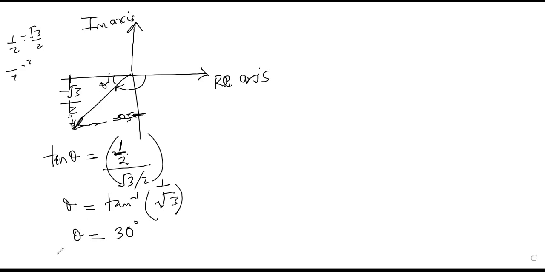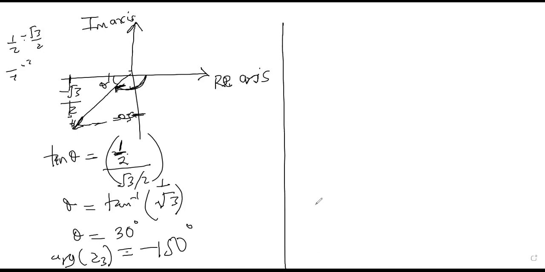Okay, but the argument is this angle. So it is going to be negative 150. We shall subtract from 180, but because of where it is located, in the negative, it will be negative. So the argument of Z3 is going to be negative 150. If you have drawn a poor sketch, or if you have not drawn a sketch, you get a wrong answer. So negative 150.